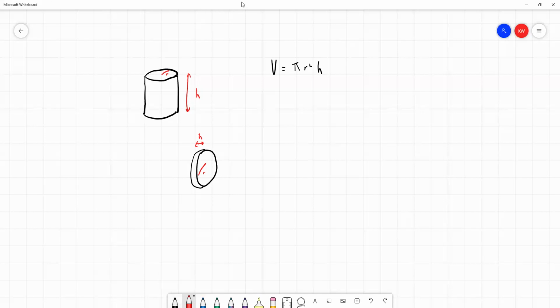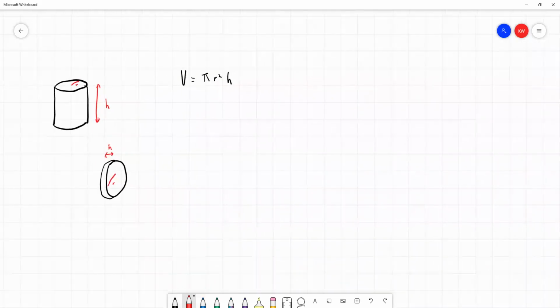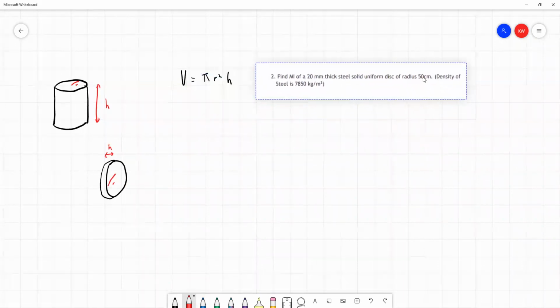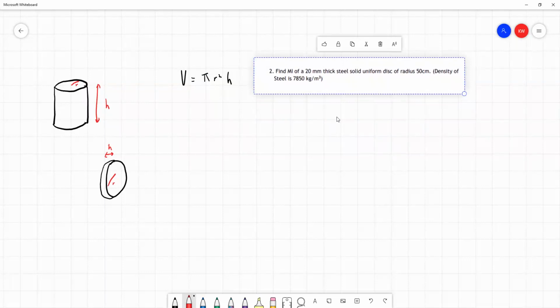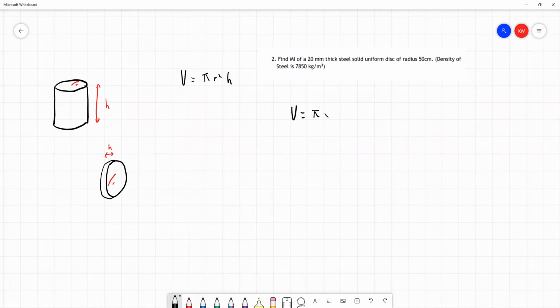So let's take this question 2 from tutorial 3, and we'll do the first part of it where we need to find the volume of this particular disk. Here's what question 2 says: find the MI, the moment of inertia, of a 20mm thick steel solid uniform disk of radius 50 centimeters. We'll deal with everything else in a second, but let's start off by finding the volume, because in a problem like this, the first thing we need to do is find the volume. So we'll look at our formula. Volume is equal to pi times the radius squared.